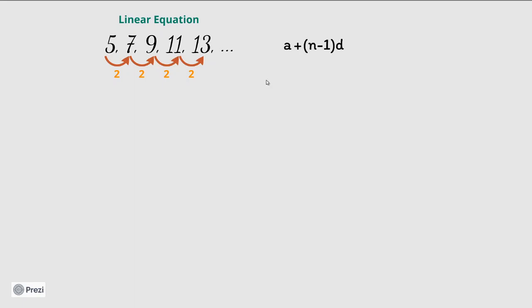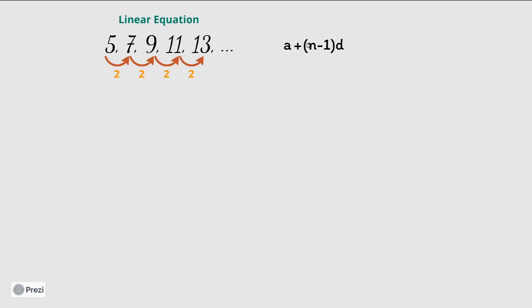So by the way, this 5, 7, 9, 11, 13 is an AP, right? It has a common difference too. You studied that any number in the AP series can be written in this form, a plus (n minus 1)d, where n is the number of that specific term.